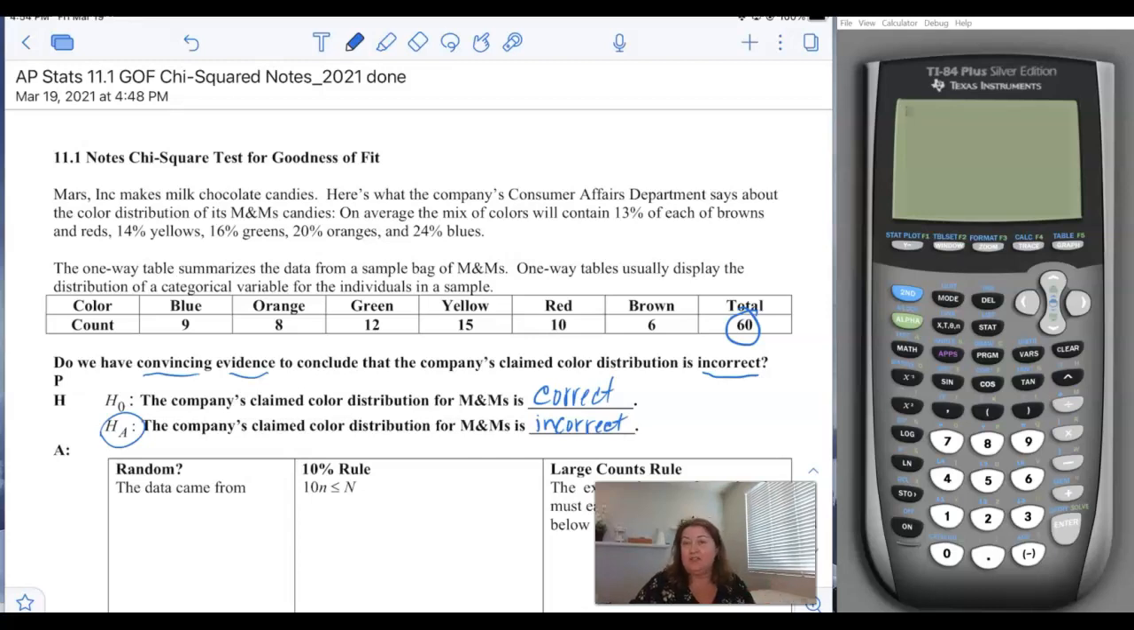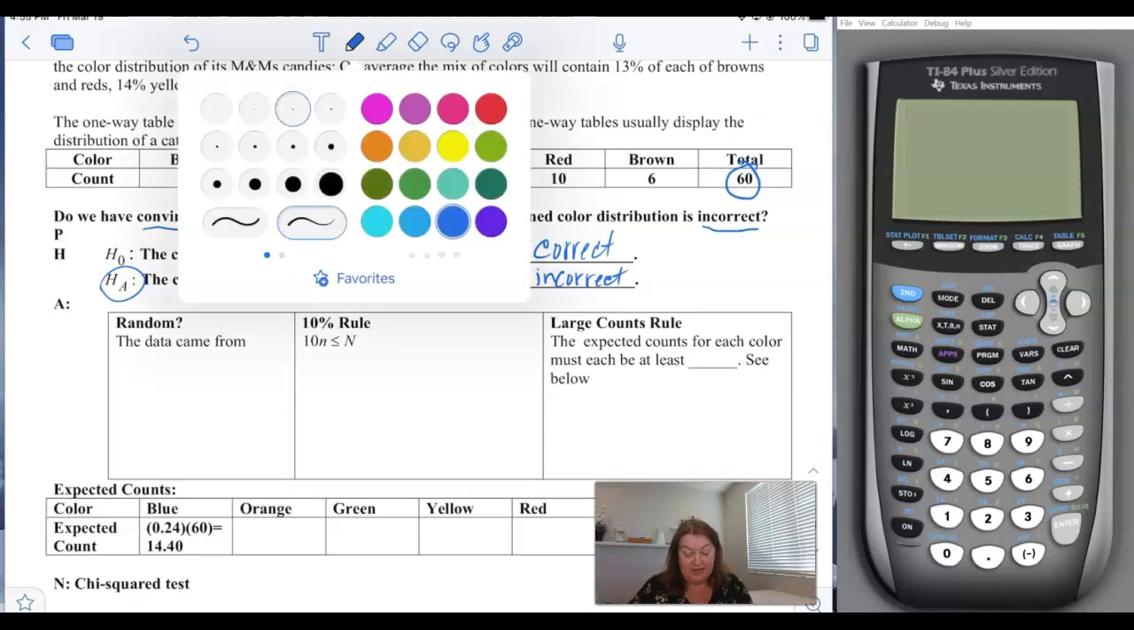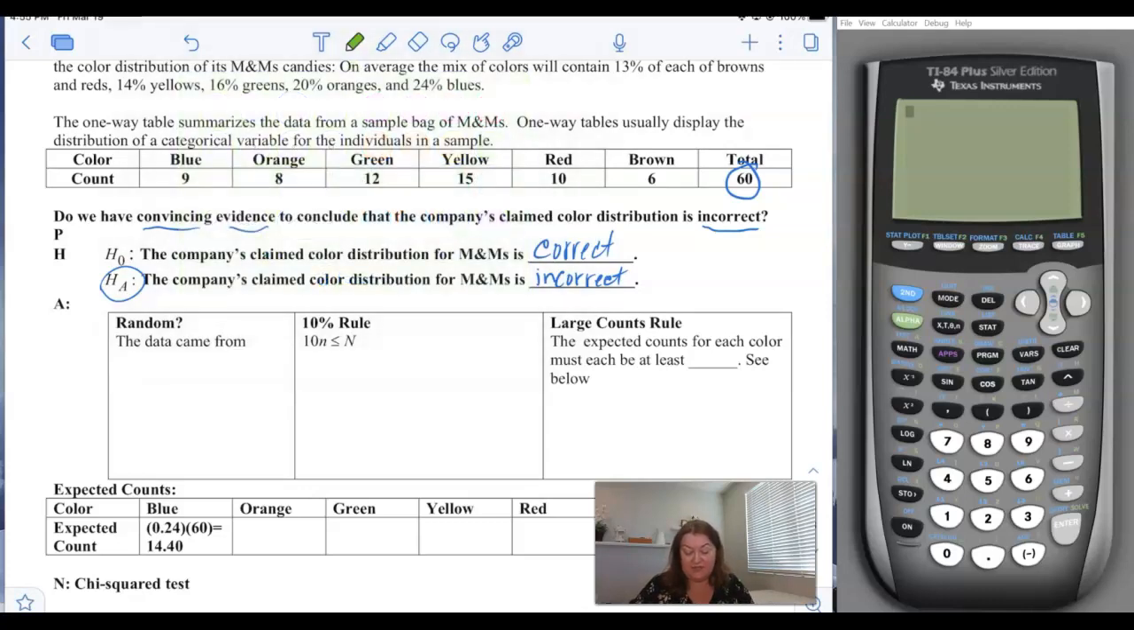All right, so on to phantoms. So we skipped P, we did H, we're on to our three assumptions. And hey, look, they're the same three assumptions as before. Notice that the third one is called large count rule, not normal. There's a reason for that. So as we're going through these, let's take a look. So random, the data came from a random sample.